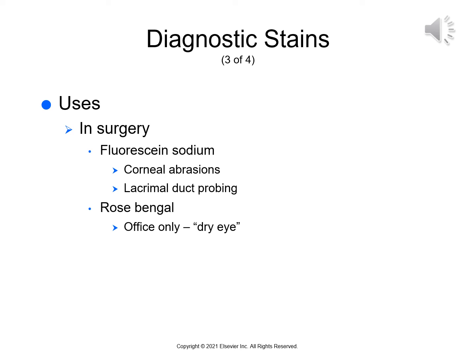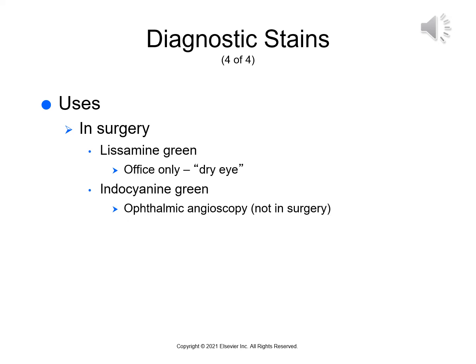So at the bottom of that big paragraph it says rose bengal and lissamine green in 1% solutions stain devitalized cells better than fluorescein sodium. These agents are primarily used for demarcation of devitalized conjunctival epithelium seen in dry eye syndrome, which is keratoconjunctivitis sicca or KCS. Lissamine green is a dye much like rose bengal. Indocyanine green is a diagnostic dye used for ophthalmic angiography. It's given intravenously outside surgery to visualize the choroidal vascular network.